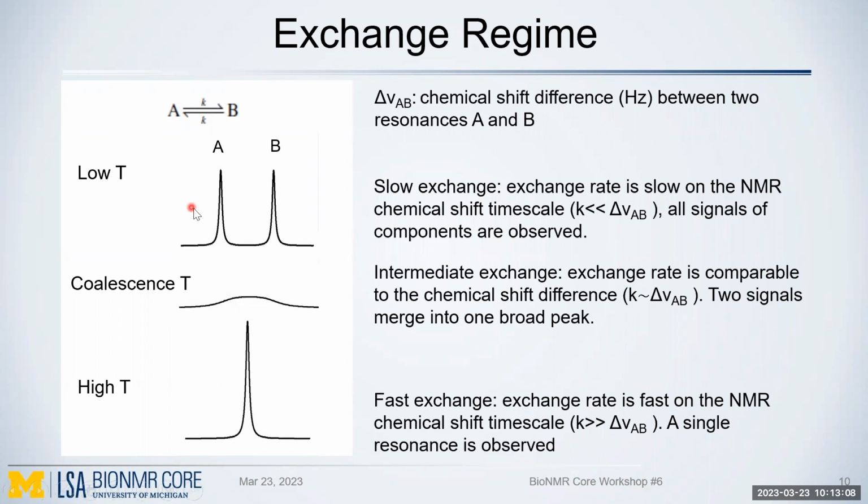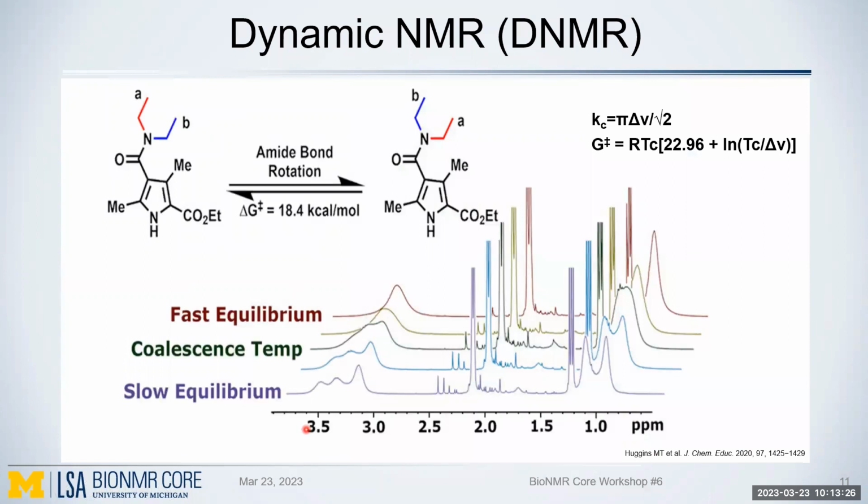So we can analyze these chemical shift changes and also the line shape changes under slow exchange, intermediate exchange, and fast exchange. Then we can derive some important parameters like rate constant and activation energy. These kinds of studies are called dynamic NMR, and they have wide applications.